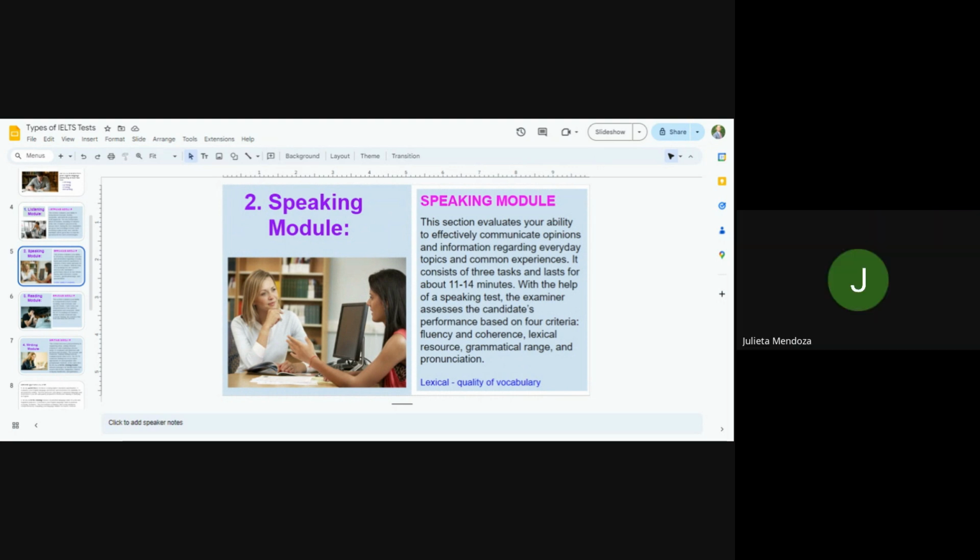Speaking module. This section evaluates your ability to effectively communicate opinions and information regarding everyday topics and common experiences. It consists of 3 tasks and lasts for about 11 to 14 minutes. With the help of a speaking test, the examiner assesses the candidate's performance based on 4 criteria: fluency and coherence, lexical resource, grammatical range, and pronunciation.